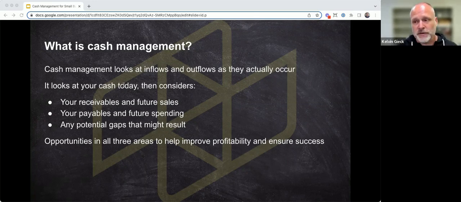When you're carrying out cash management, you really look at your bank balance today, but then you also consider how that will change as you collect receivables and future sales. And you'll also consider how it will change again as you pay your old bills, as well as new ones that come in the future. And then you also will be looking at what we call cash gaps, and how these might need to be filled in based off of your initial bank balance, AR, AP, and your future estimates.